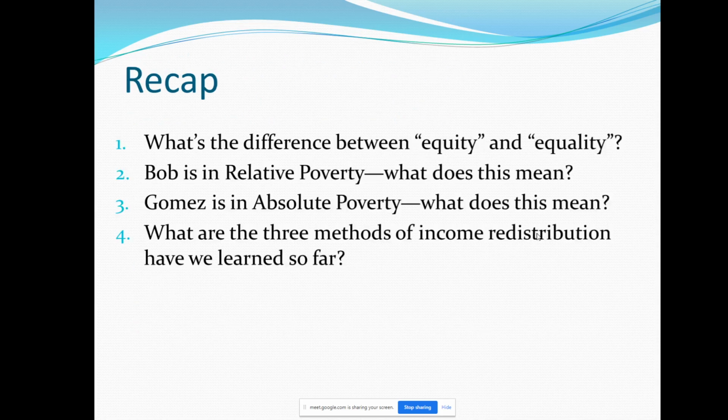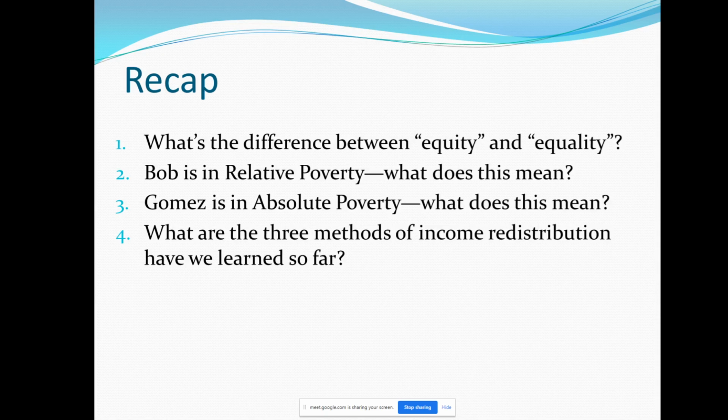Let's go back to the recap here. Number one, give me the answers. Equality: income is distributed equally. Equity: fair. The income should be distributed fairly, right? That's all. That's very good.